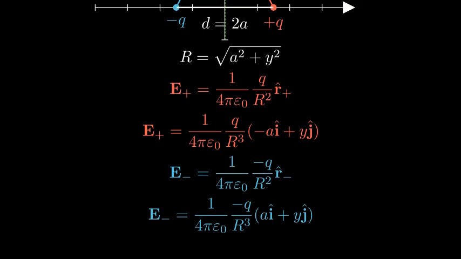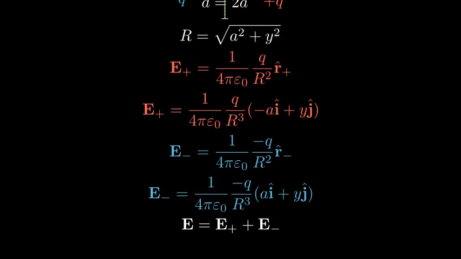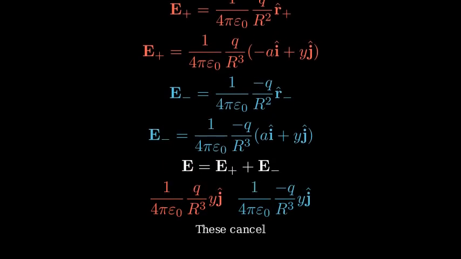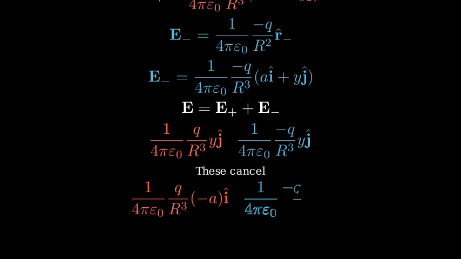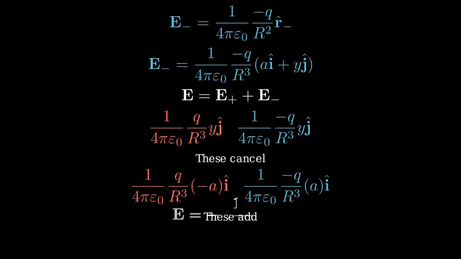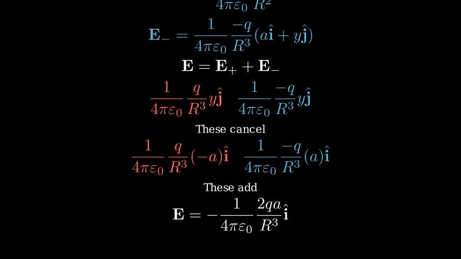Now, let's find the total electric field by adding the contributions from both charges. The total electric field is the sum of E plus and E minus. When we add these two fields, something interesting happens. The y components cancel each other out due to symmetry. The x components, however, add up. After simplifying, we get E equals negative 1 over 4 pi epsilon naught times 2qa over r cubed times i hat.